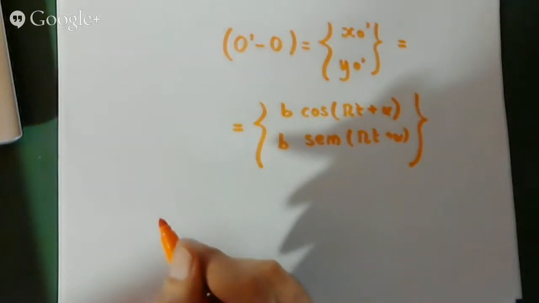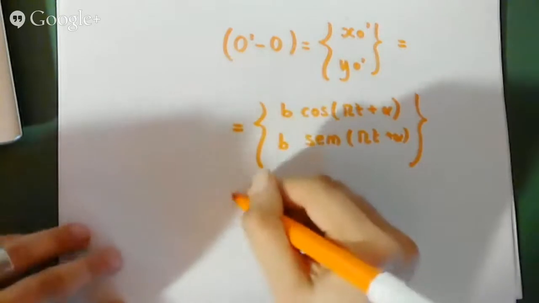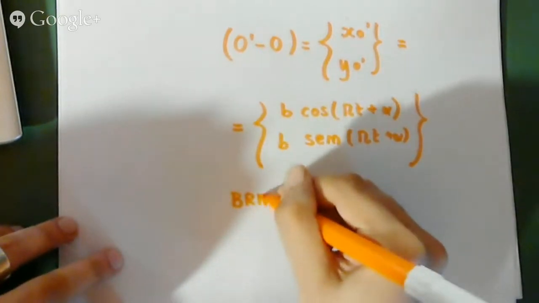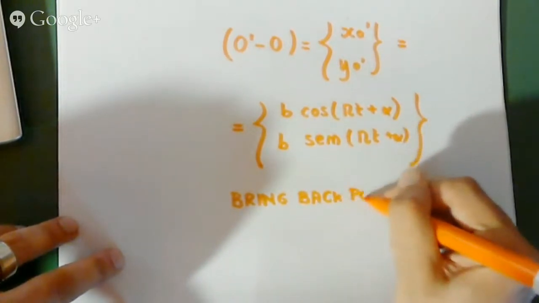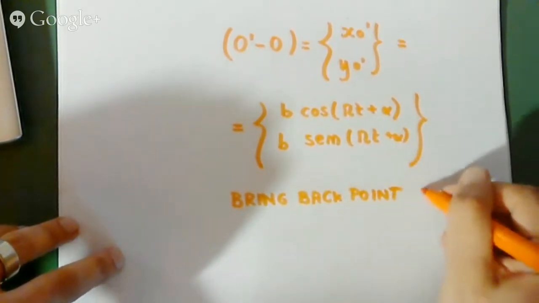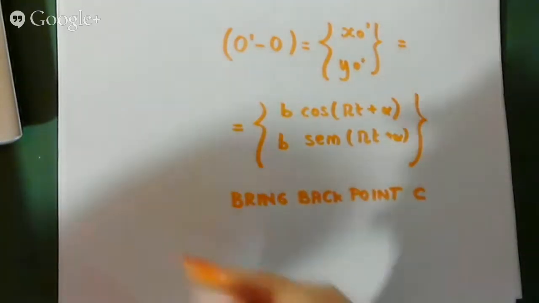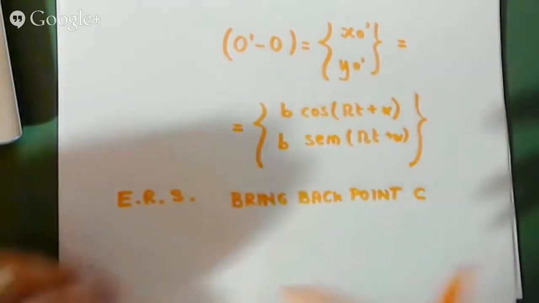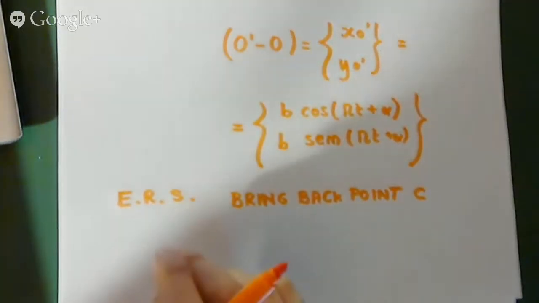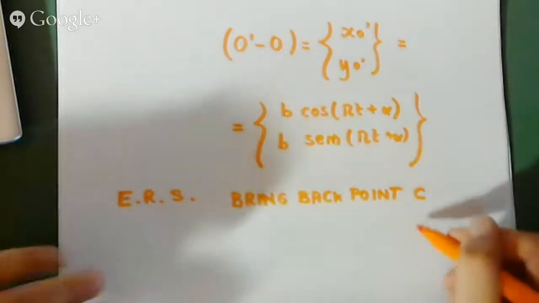The elastic reaction of the shaft tends to bring back point C. This is the elastic reaction of the shaft, bringing back point C towards O first.